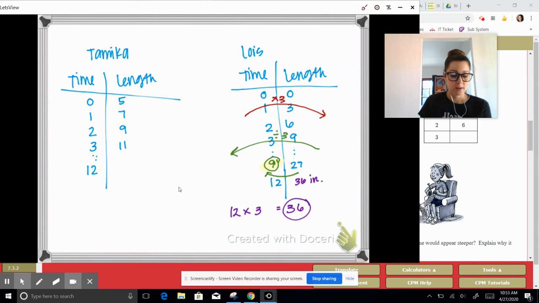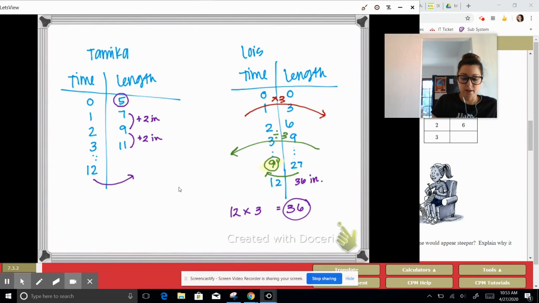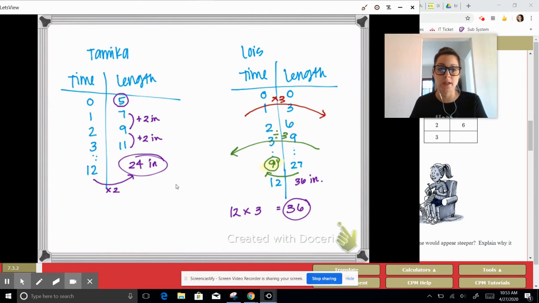For Tamika, if you remember, her unit rate was 2 inches per hour. We found that because each one of these is increasing by 2 inches each time, because she had already started the scarf before the time started. That's why she started with a length of 5. So her unit rate is 2 inches. All we need to do is multiply 12 times 2, which gives us 24 inches. So that should be how you completed the rest of that problem.